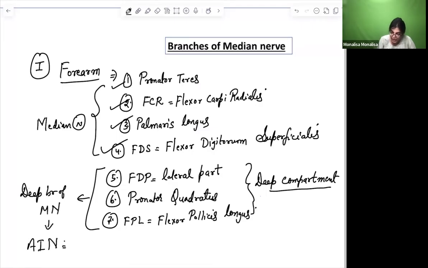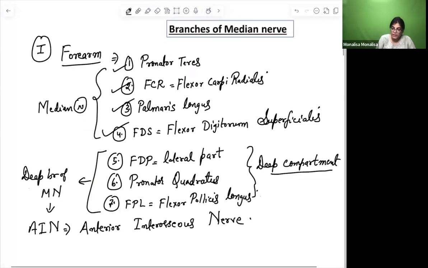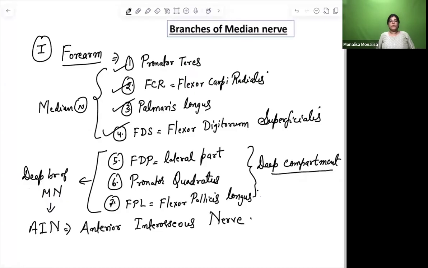What is the full form of AIN? Anterior interosseous nerve. The full form of AIN is anterior interosseous nerve. The deep branch of the median nerve is called the anterior interosseous nerve.